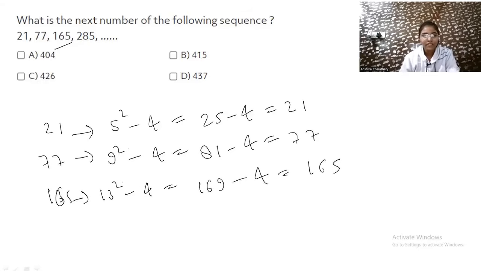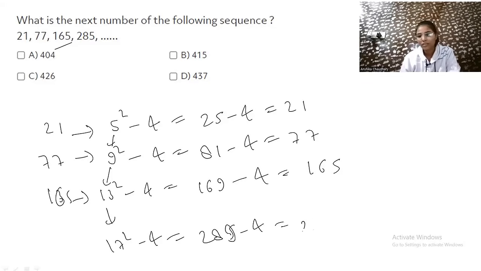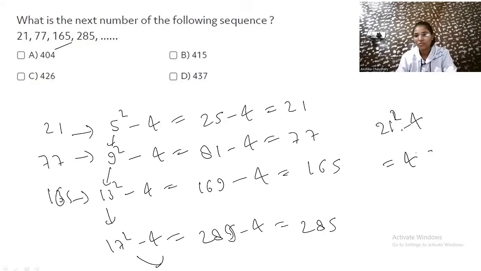Again, here you see that 5 plus 4 is 9, 9 plus 4 is 13, 13 plus 4 will be 17. So 17 square minus 4 will be 289 minus 4, so it will become 285. Now 17 plus 4, that means 21. So 21 square minus 4, it will become 441 minus 4, so it will become 437. And option number D will be the correct answer for this question.